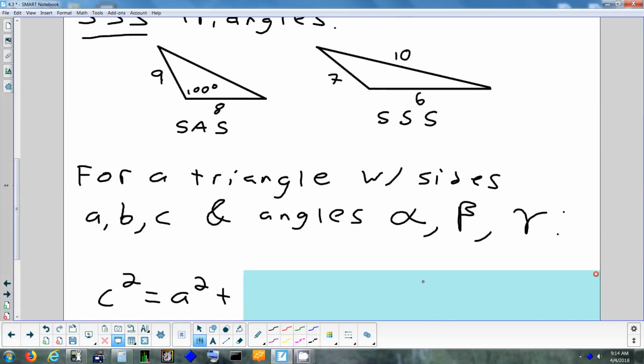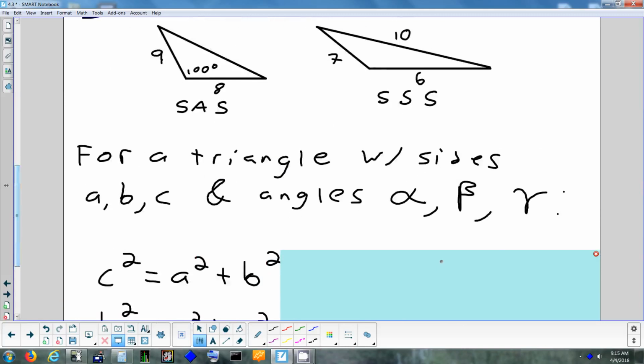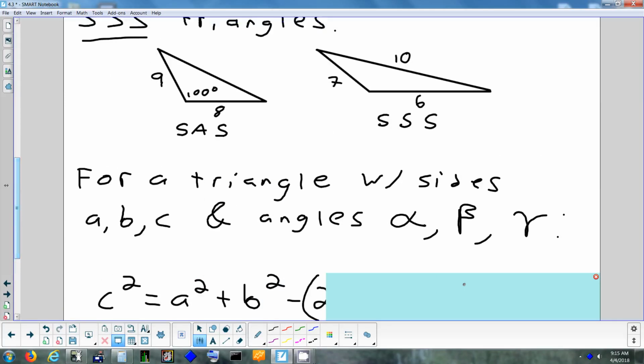Let's start out with the one that has C squared. What does that look like exactly? It looks like the Pythagorean theorem. But I said earlier you can't use the Pythagorean theorem, so there's got to be a little bit more. It starts out looking like the Pythagorean theorem, but then we subtract something. We're going to subtract 2ab cosine gamma.